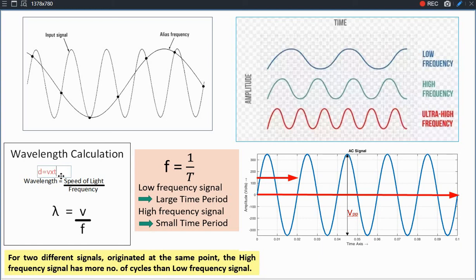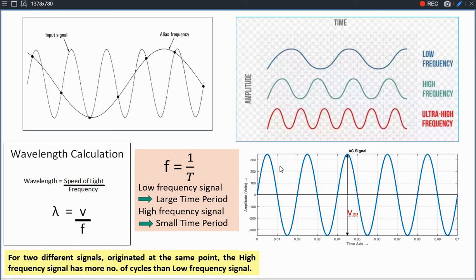Distance is equal to velocity into time, and this t can be replaced as 1 by f, which we get from the formula f is equal to 1 by t. Okay, so the formula of wavelength becomes lambda is equal to v by f, and this is the formula for wavelength. So what you have to keep in mind is that whenever you are studying the sine wave, the concept of sine wave has to be clear, and then we should have a clear-cut concept of frequency, wavelength and time period.